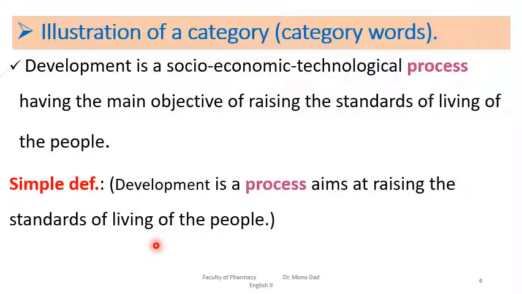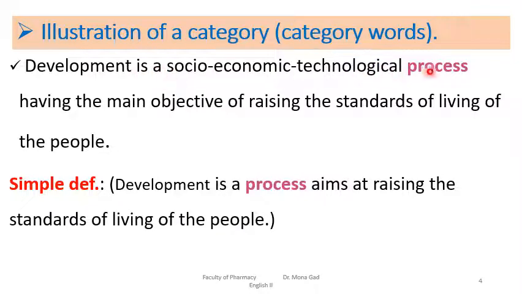It's very simple. Okay, I need to make the process clear. What type of process? Development is a process. طب what type of a process؟ قلنا هنا development is a socio-economic technological process. شايفين الـ adjectives؟ حطيت عليها adjectives مع البروسيس فحولتها لـ complex definition. فدي اسمها illustration of category.